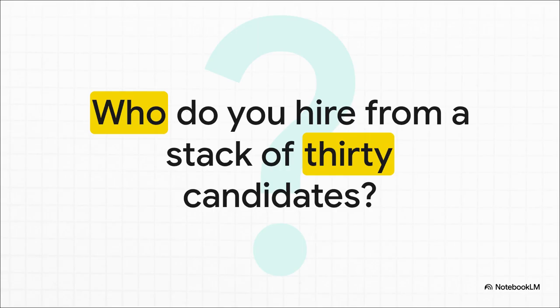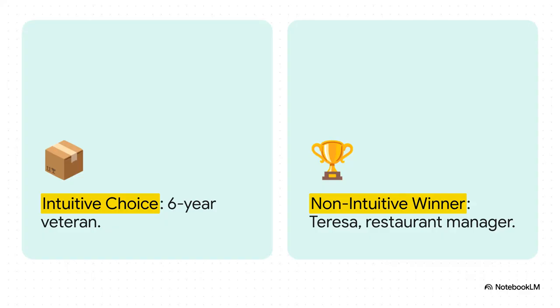Now, when you're replacing a superstar, your gut instinct naturally gravitates toward the person who looks the most like a traditional industry veteran, right? And that's exactly what happened. They had a 6-year UPS veteran who felt super familiar and safe as the intuitive choice. But then they used a compensatory strategy, and it uncovered Teresa. Teresa was a restaurant manager with literally 0 shipping background, but she had incredible management skills.